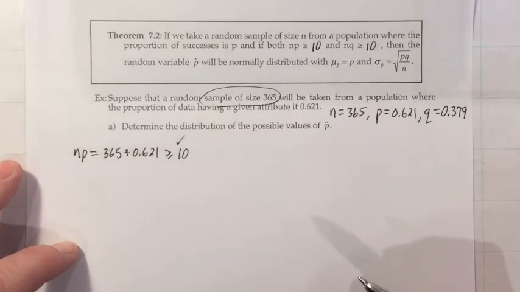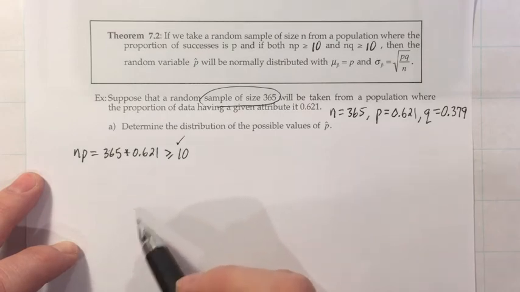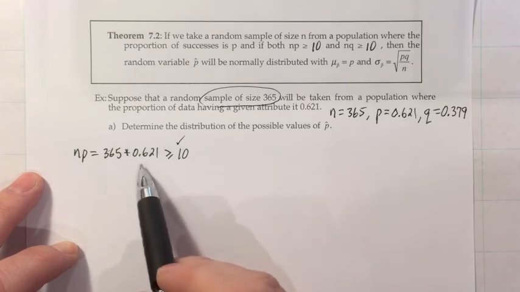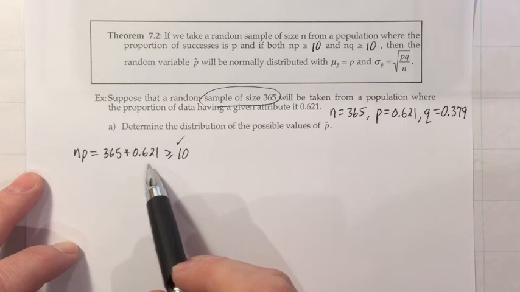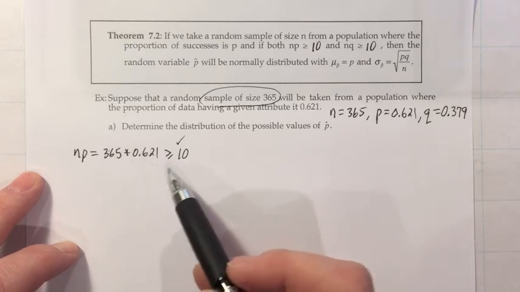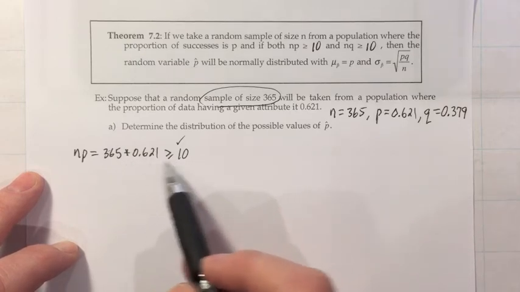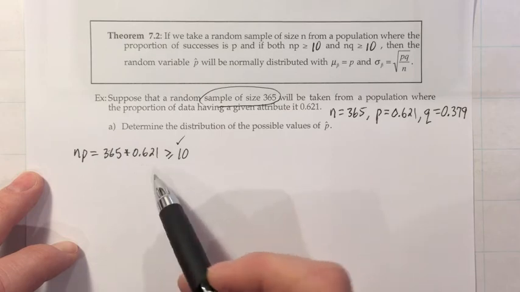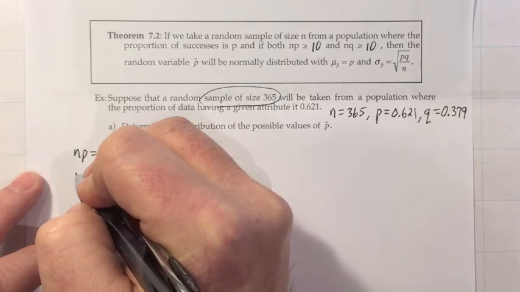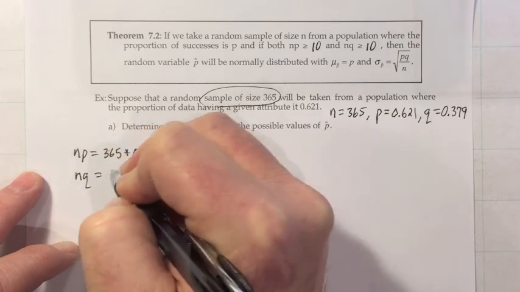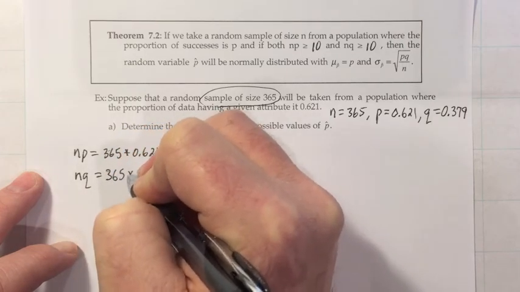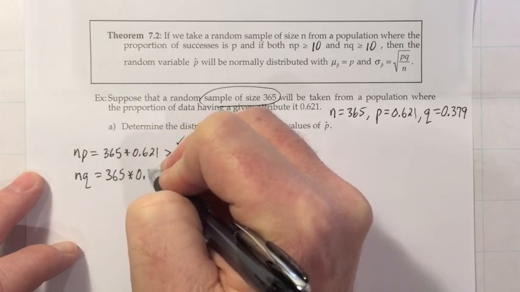I'll show it to you on the calculator in a minute, but I think it's good to just think it through. And I don't mind you just doing it in your head. If you can convince yourself it's over 10 without doing the calculation, you could just write this. It should be pretty obvious that it's true, though, if you're not going to show the answer. And then n times q would be 365 times 0.379.